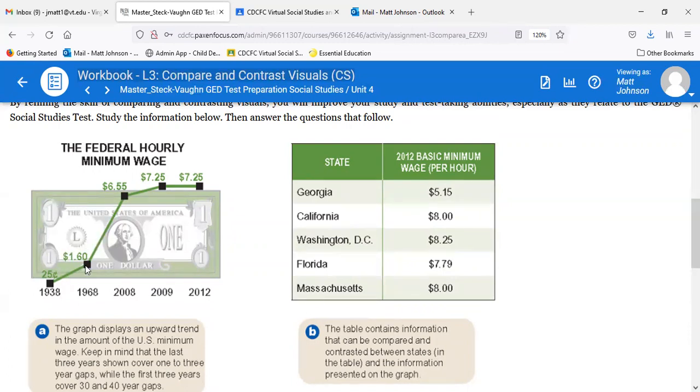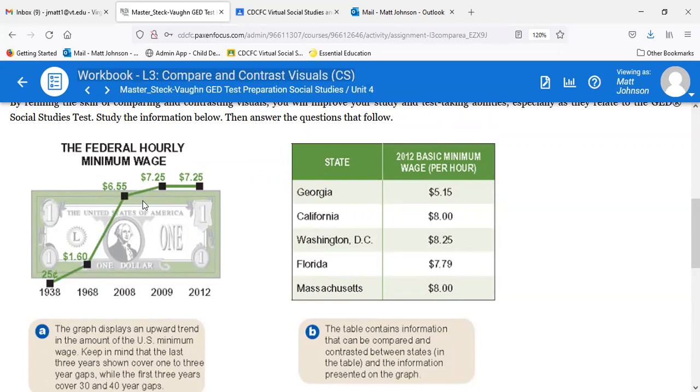Then we see how it climbed. In 1968, it was $1.60. Over 40 years, it climbed from $1.60 to $6.55. And then the new minimum wage, I guess it is, I don't know if we've, I think, is it still $7.25? I think it's still $7.25 for the federal minimum wage.